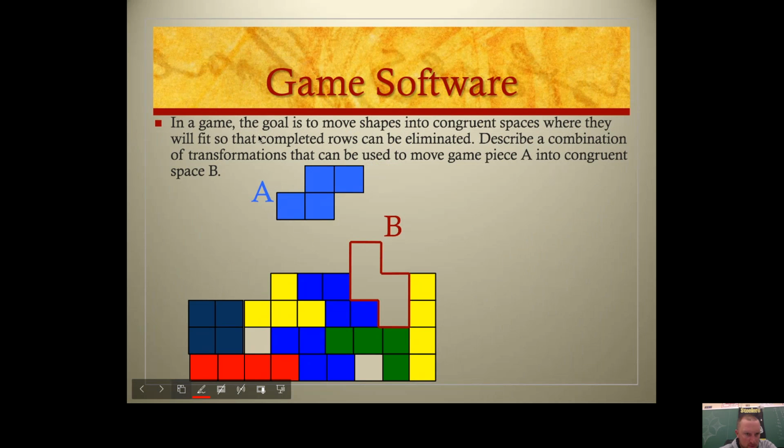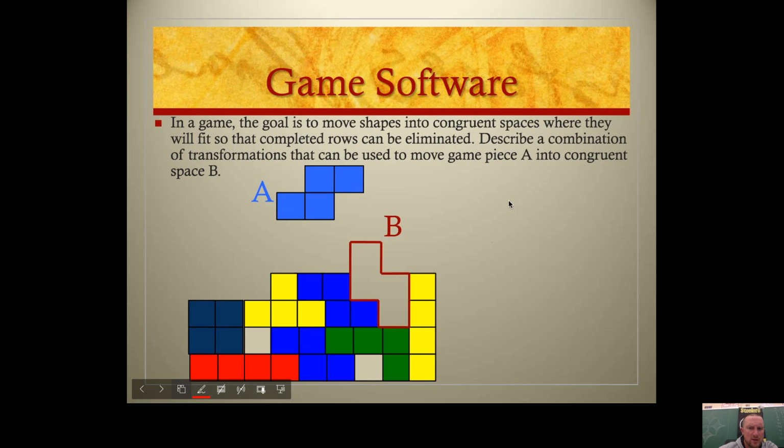Here's a Tetris problem. In a game, the goal is to move shapes into congruent spaces where they will fit so the completed rows can be eliminated. That's Tetris. Describe a combination of transformations that will be used to move game piece A into congruent space B. So we need to move this to here.